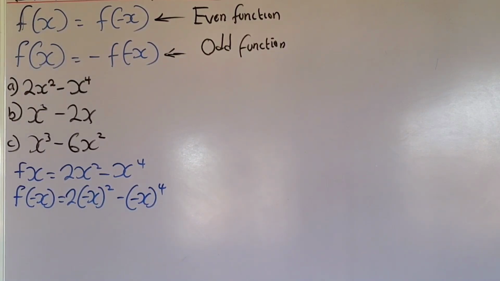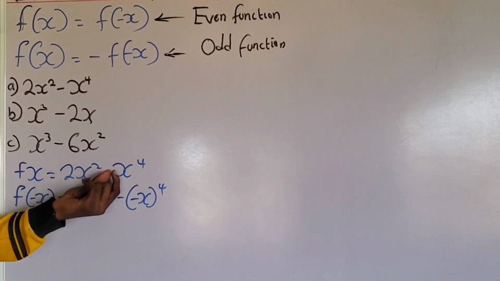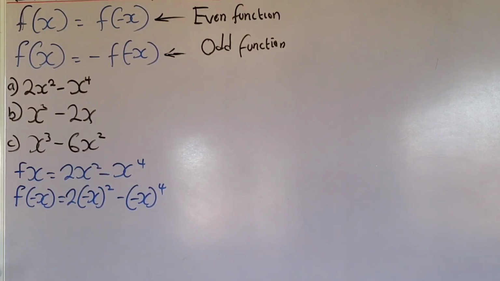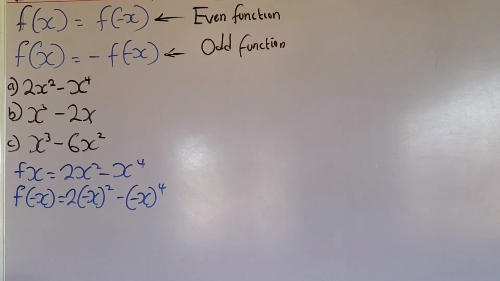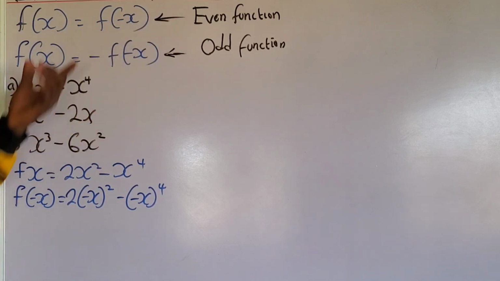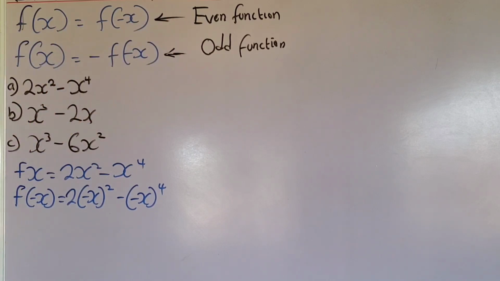Now listen to me. I'm very sure you are part of our previous class. If you are part of the class, I'm very sure you know what I did here. If f of x is equal to 2x squared minus x to the power of 4, f of negative x will be, I just have to replace the value of x with negative x. Now I'm going to simplify this to see if I'm going to have 2x squared minus x to the power of 4. If I get 2x squared minus x to the power of 4 when I simplify, that means this function is an even function because it satisfies the condition. Okay, so let us proceed.